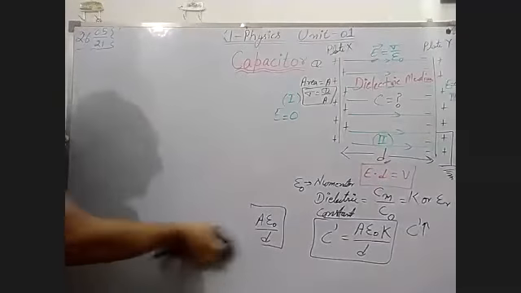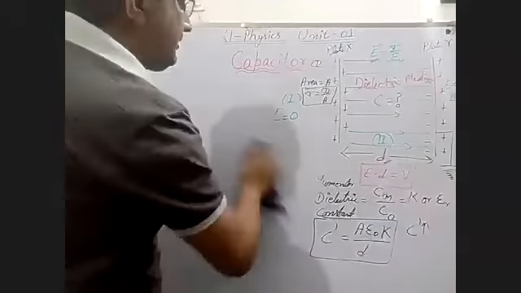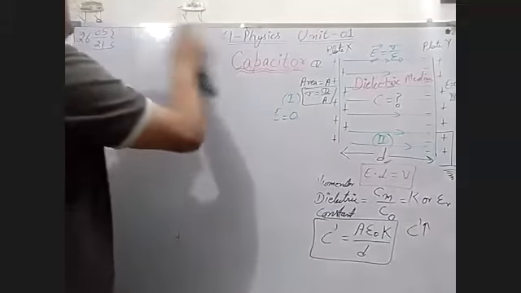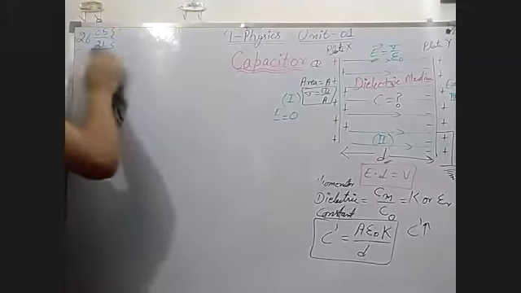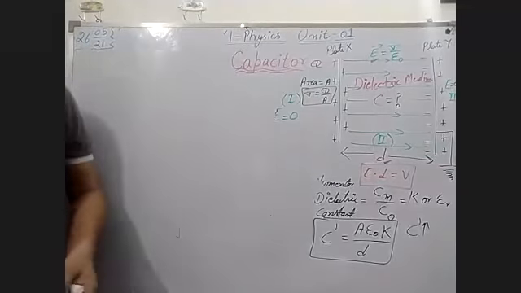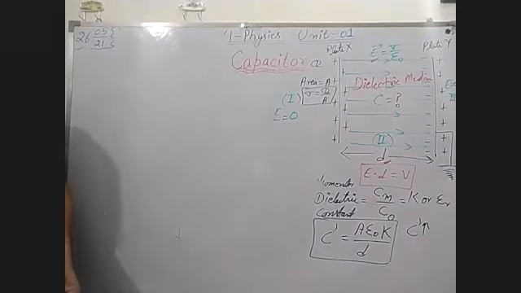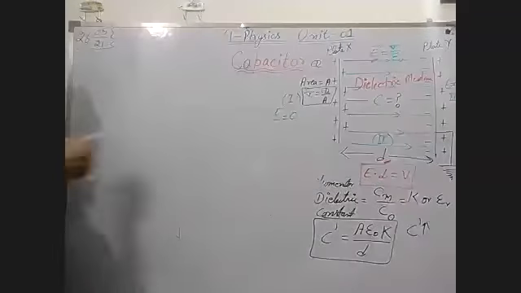we have to take an article. Now, a very simple article is this: capacity of an isolated spherical capacitor.